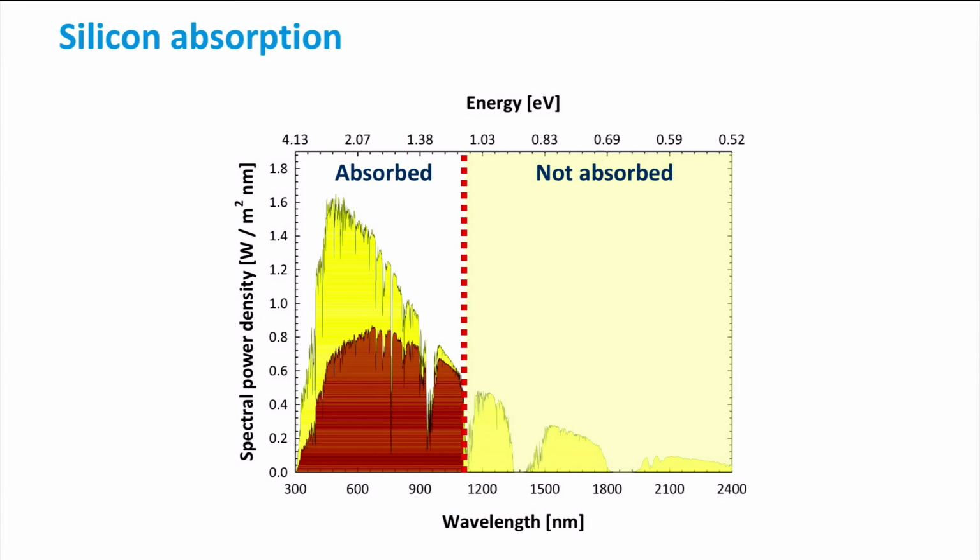You may also notice that not all of the available energy in this part of the spectrum is used for generating electricity by a solar cell. This is due to a process known as thermalization, and you will learn more about this in the light management section of the course.